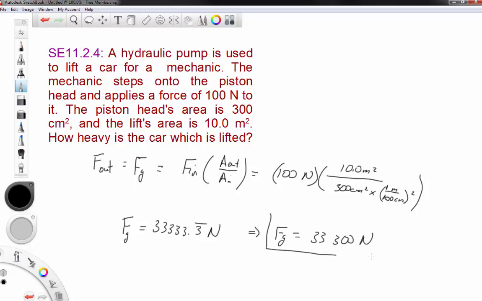So that is the maximum car weight that can be lifted by this. To give some sense of scale, that would be equivalent to 3,400-ish kilograms, and so that would be maybe a car of weight up to about 7,600 pounds. So, you know, any standard car, SUV, most pickup trucks, etc., are going to be fine on this hydraulic lift.